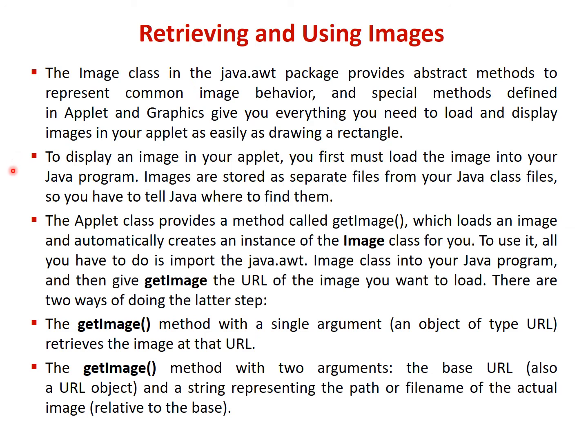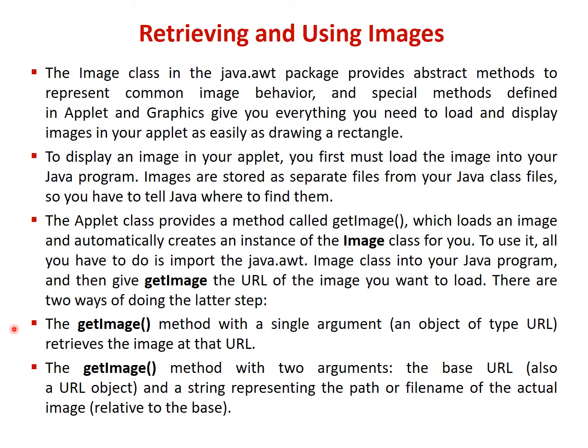Images are stored as separate files from your Java class files, so you have to tell Java where to find them. The applet class provides a method called getImage, which loads an image and automatically creates an instance of image class for you. To use it, all you have to do is import the java.awt image class into your Java program and then give getImage the URL of the image you want to load. There are two ways of doing the latter step.